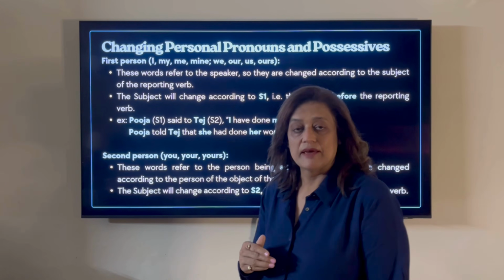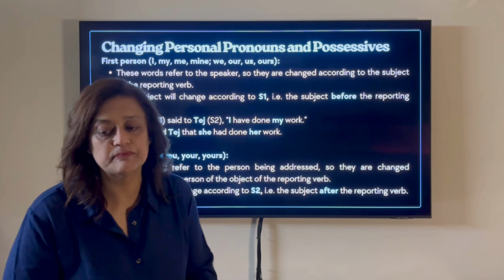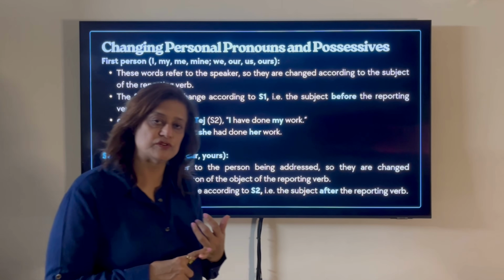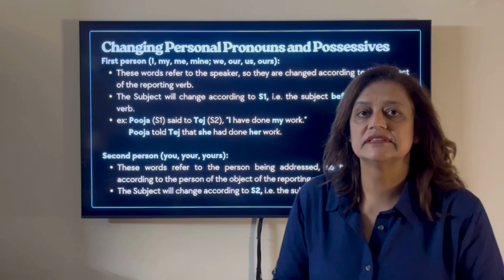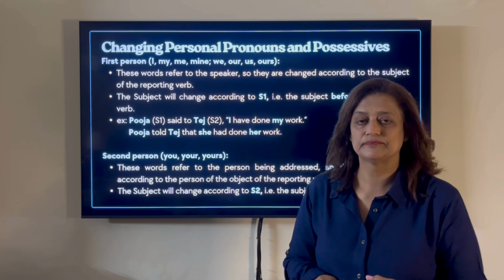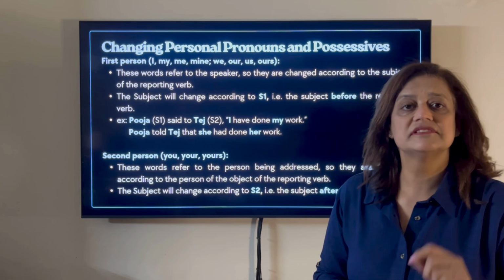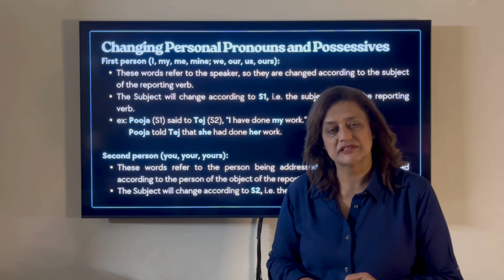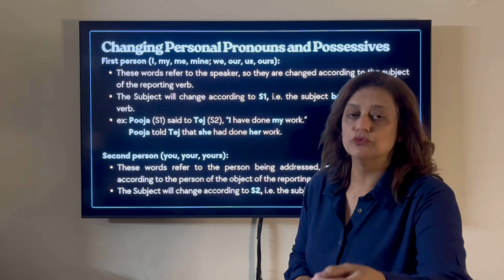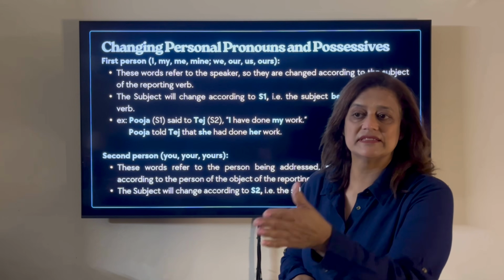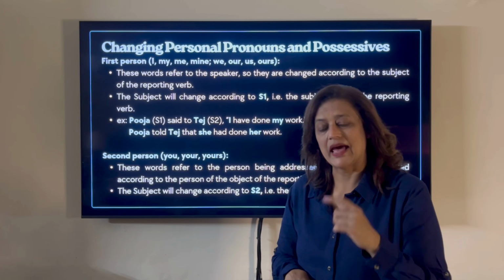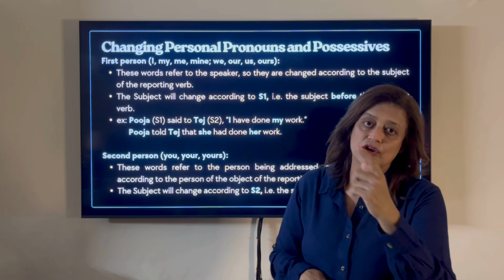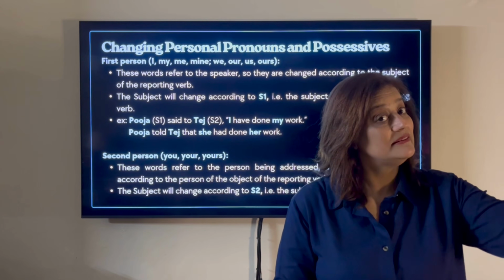Coming down to the next step: how to change personal pronouns in indirect speech. Now there are three kinds of pronouns: first person, second person and third person. First person is the person speaking, that is I and we. Second person is the person spoken to, that is you. You can be singular, you can be plural. And third person is the person spoken about: he, she, it and they.